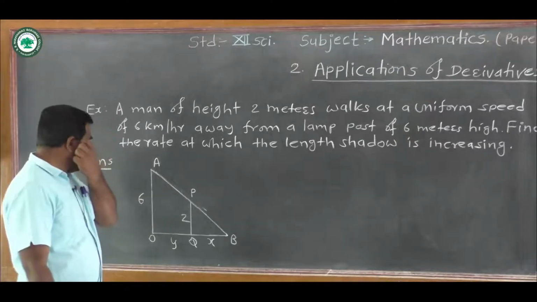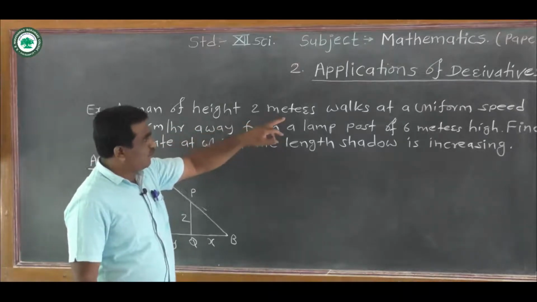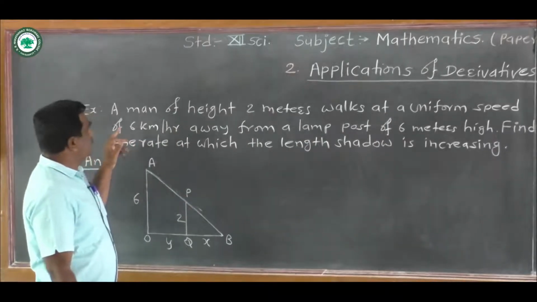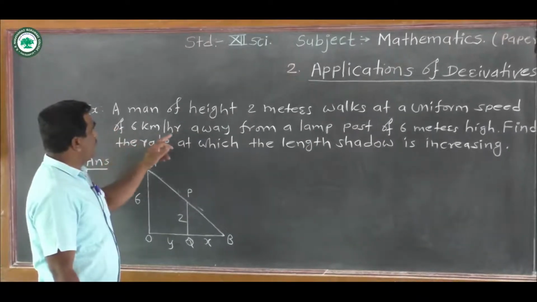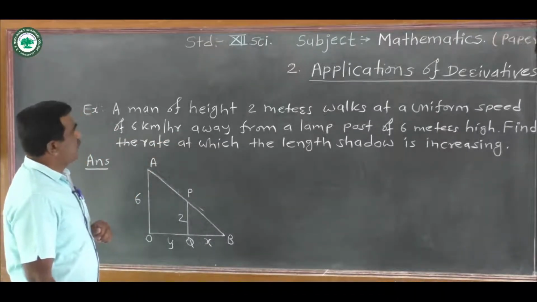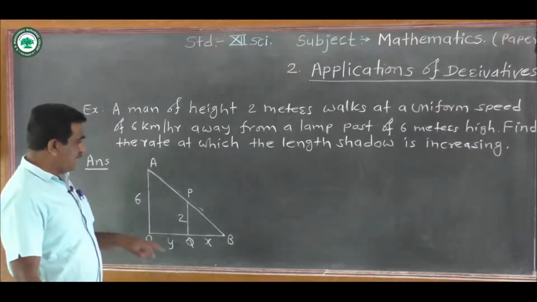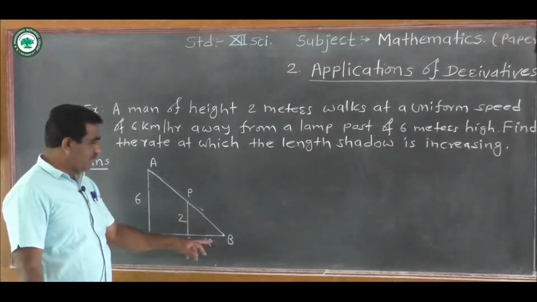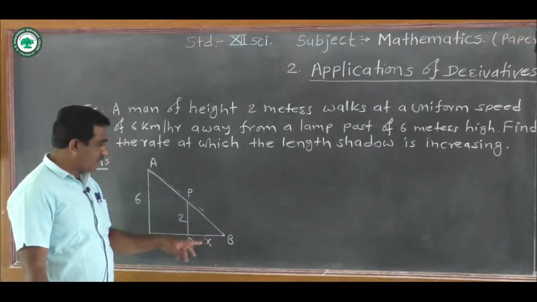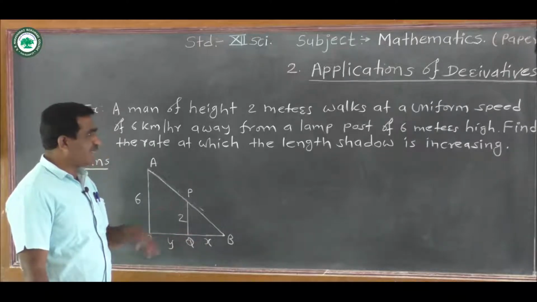Now here it is given that a man walks at a uniform speed of 6 km per hour away from the lamp post. That is, we are given dy by dt, and we have to find the rate of change of x, that is the rate of change of the shadow of the man, this distance QB equal to x. We have to find dx by dt.